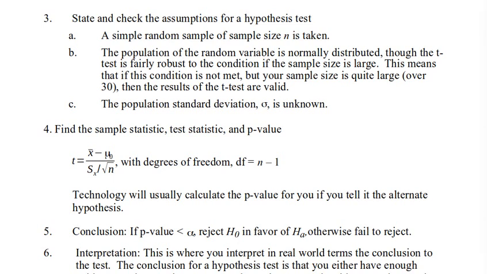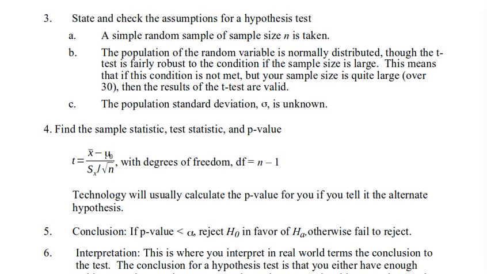Then that either the population of the random variable is already normally distributed, although the t-test is fairly robust when there is a large sample size. This means that if the condition is not met that the initial random variable is normally distributed, but your sample size is over 30, then the results of the t-test are valid.